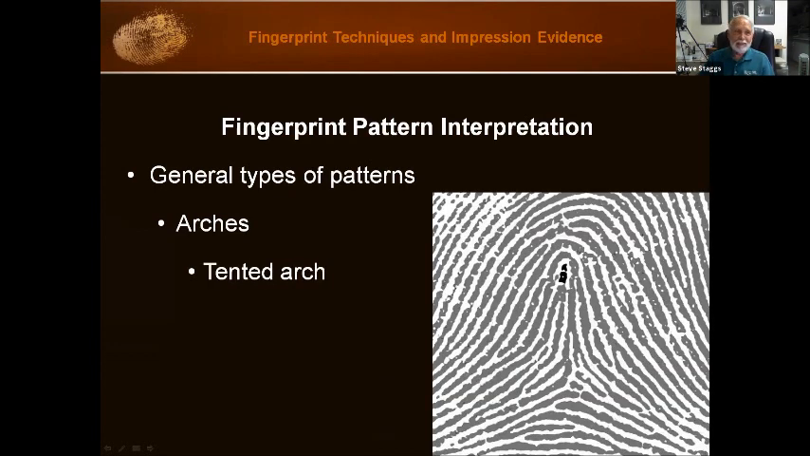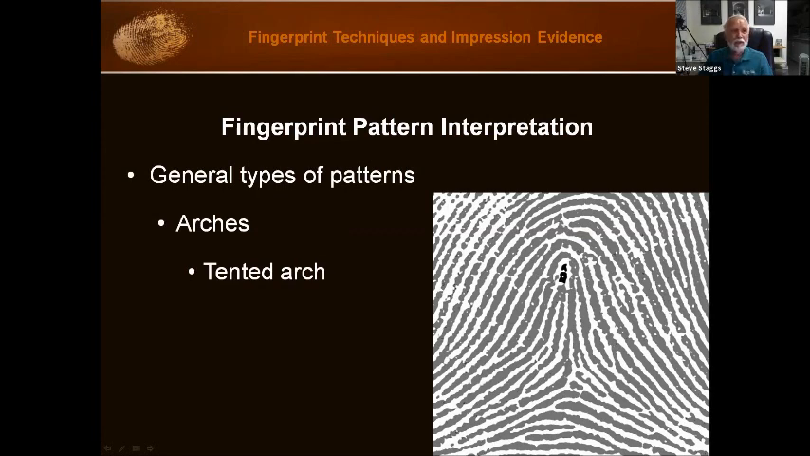Then we have the tinted arch. With a tinted arch, most of the ridges enter on one side of the impression and flow or tend to flow out the other side. However, the ridges, or ridge, it could be just one, at the center of the arch do not. The ridges at the center may form a definite angle of 90 degrees or less.